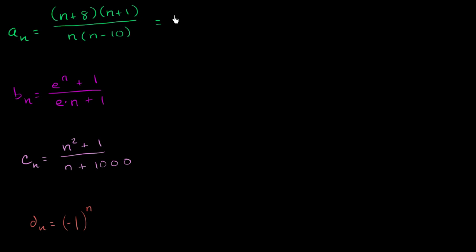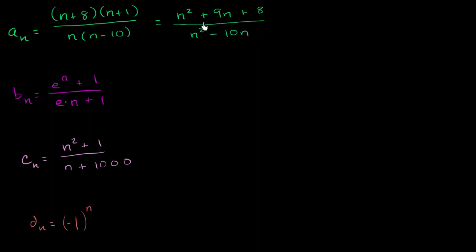So n times n is n squared, n times 1 is 1n, plus 8n is 9n, and then 8 times 1 is 8. So the numerator is n squared plus 9n plus 8. The denominator is n squared minus 10n.